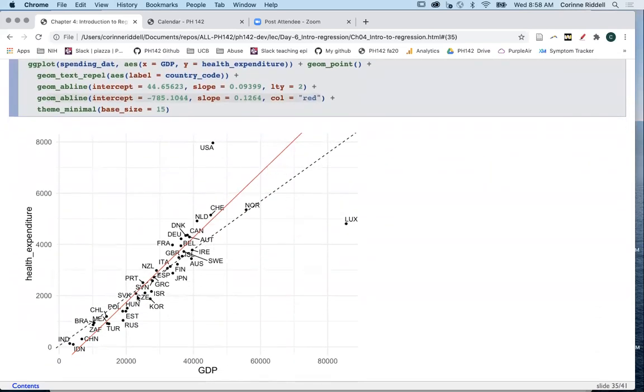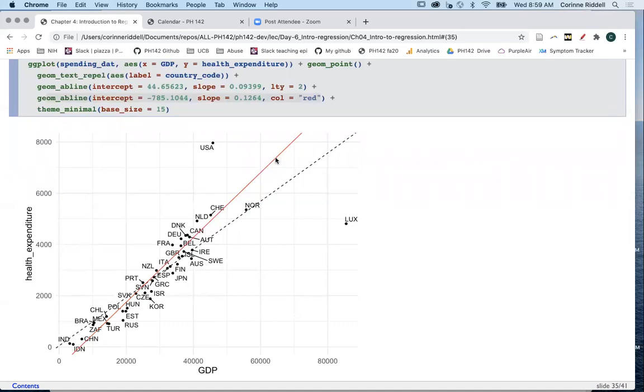So the line without Luxembourg, what's going on is that we removed Luxembourg, and what Luxembourg was doing was pulling the line towards it. So when we add Luxembourg to the data, the red line becomes that dashed black line. So the red line is pulled towards the Luxembourg outlier. So it really affected the slope of the line.